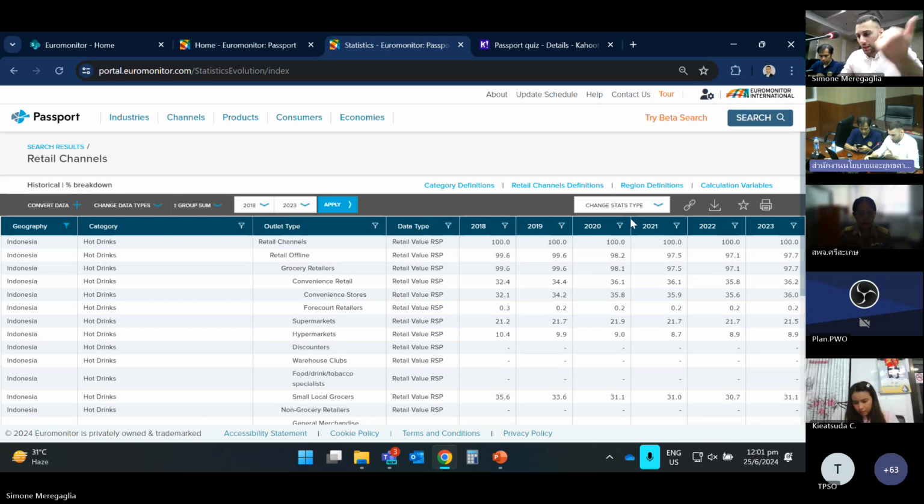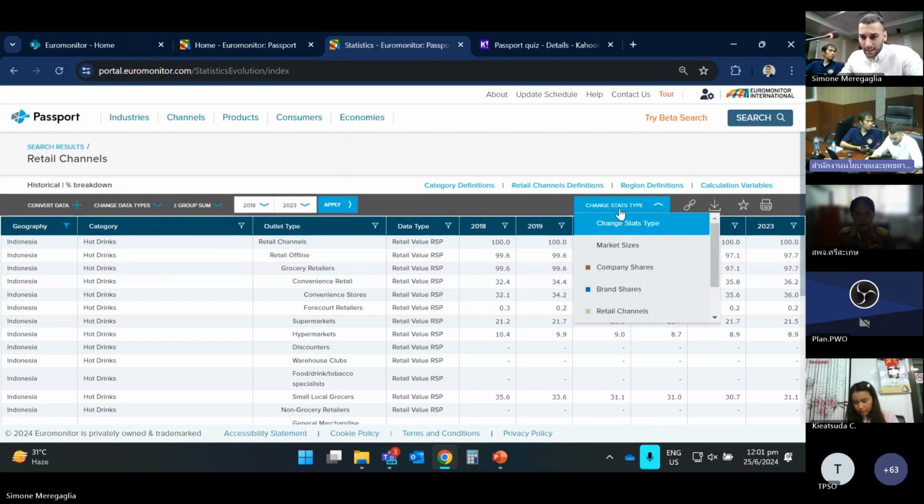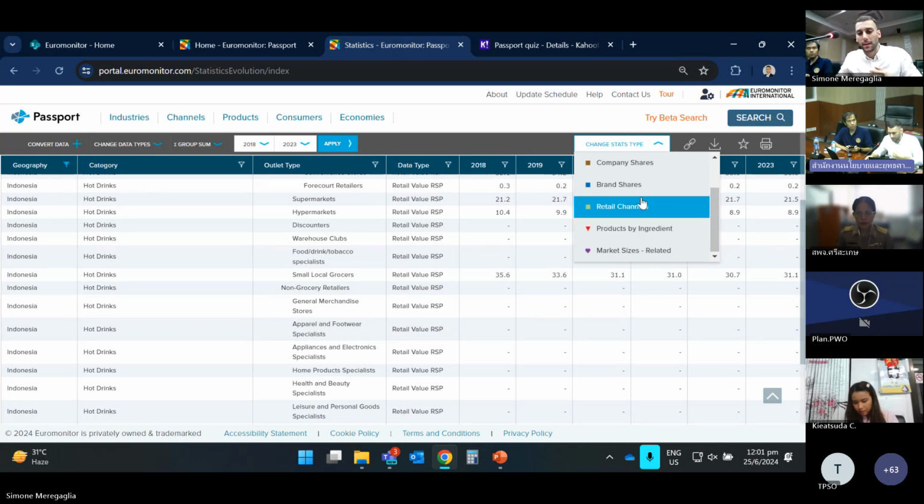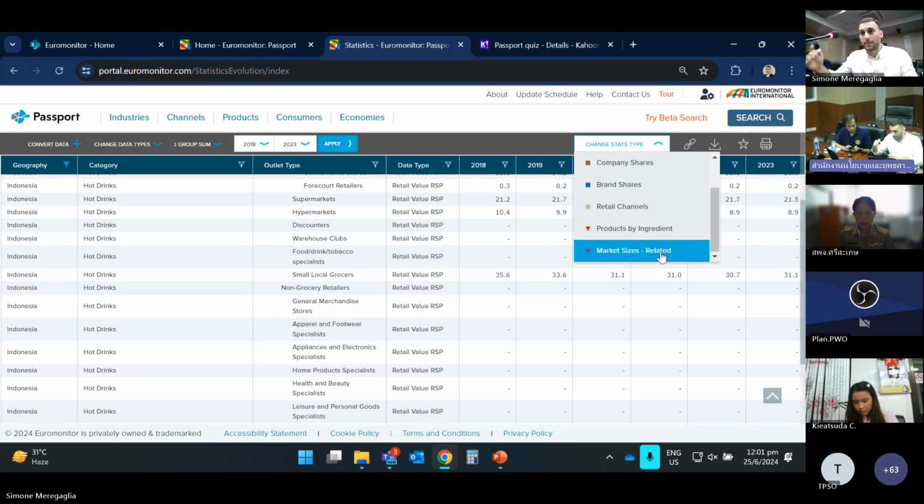Now, we have looked at brand shares, company shares, distribution channels, and of course, in the beginning, we looked at market sizes, right? So this is the statistics part. Like I said, another thing we can look at is products by ingredient or related market size. I'm not going to go so deep into everything. So which products contain the ingredients that we selected? And then you're going to look at them. And then market sizes. What other FMCG categories similar to hot drinks in these countries compare against hot drinks? In terms of sales, you want to know whether hot drinks is doing better or worse than soft drinks or than packaged food, etc. So it's all here.